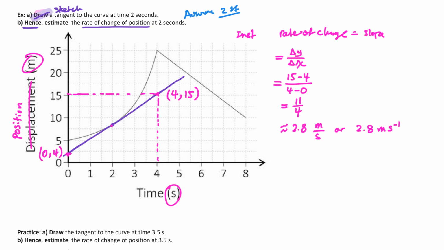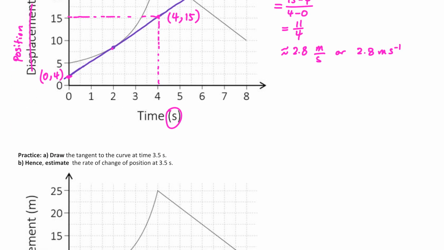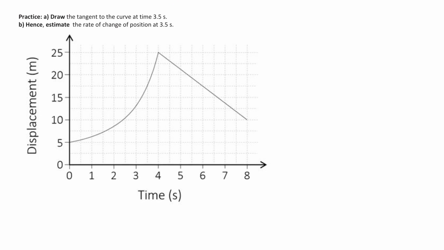Okay, let's look at the next thing over here. So I'm going to shift this up. And okay, very similar question. Draw the tangent to the curve at 3.5 seconds. So try this out on your own if you can. And I will do it as well, and we can kind of see the difference between our answers.